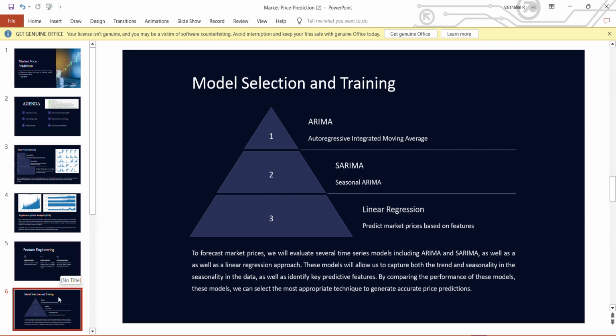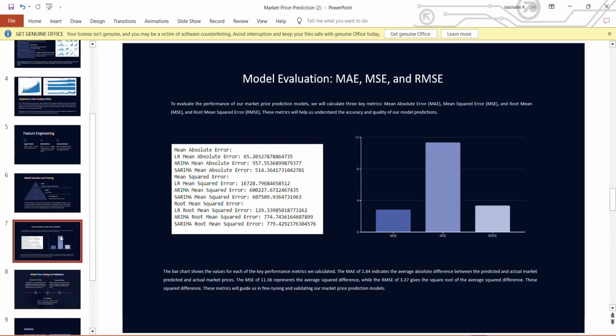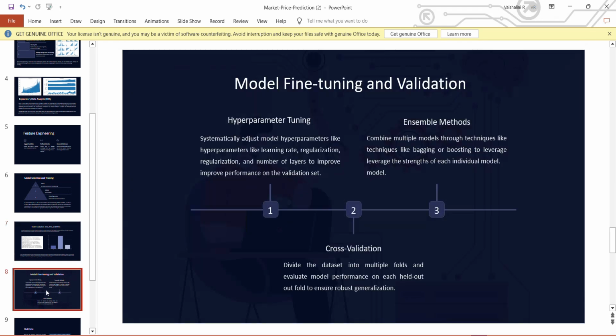And the next step is model evaluation. In the model evaluation, we evaluated the models using key metrics, that is mean absolute error, mean squared error, and root mean square error. And we have given the values here. These are the mean absolute error values, these are the mean squared error values, and these are the root mean square error values for ARMA, SARMA, and linear regression.